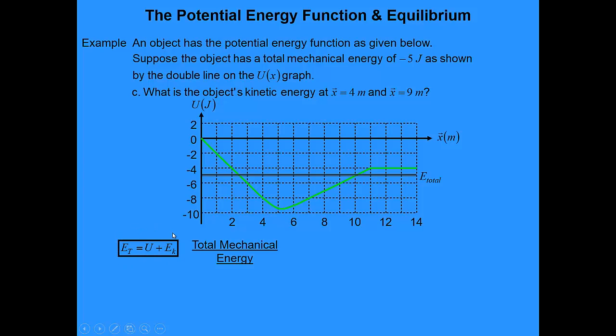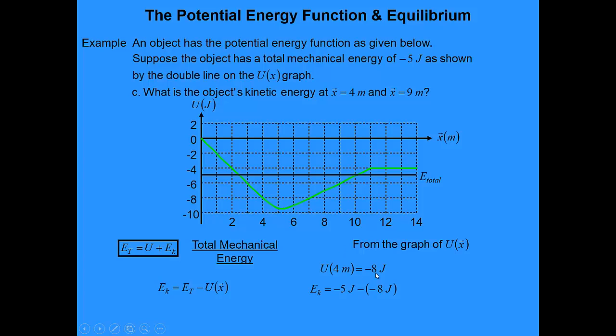Well, we can use this equation to solve for an amount of kinetic energy. It's the total energy minus the potential energy at any position. Well, we were given the total energy. It happens to be negative 5 joules. Can we find the potential energy at 4 meters and 9 meters? Of course we can. We were given a graph. Could be given a function and we could calculate it, but we were given a graph. So, from the graph, the potential energy at 4 meters is negative 8 joules. The potential energy at 9 meters looks to be about negative 6 joules.